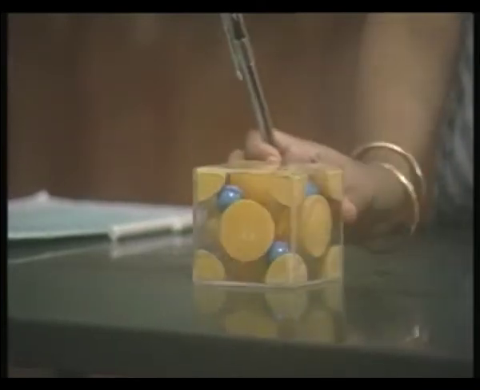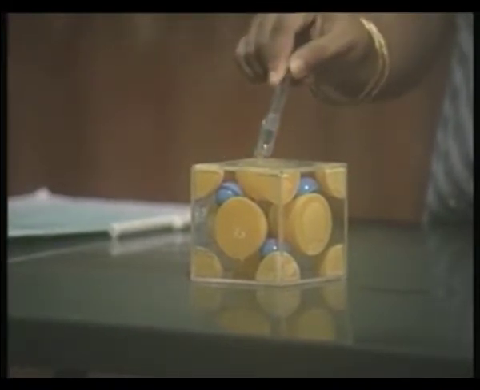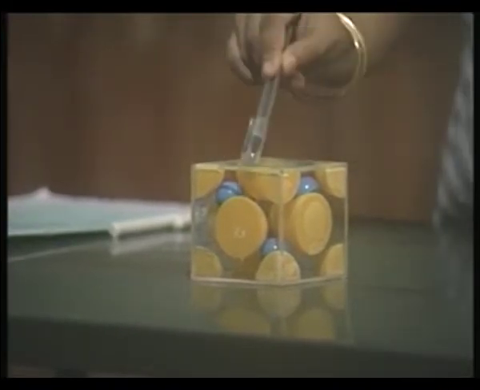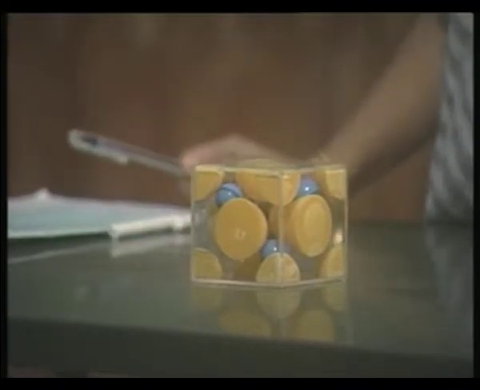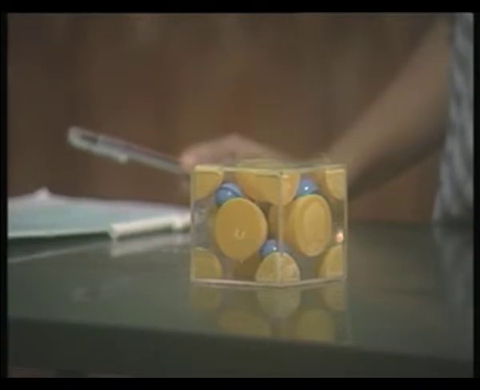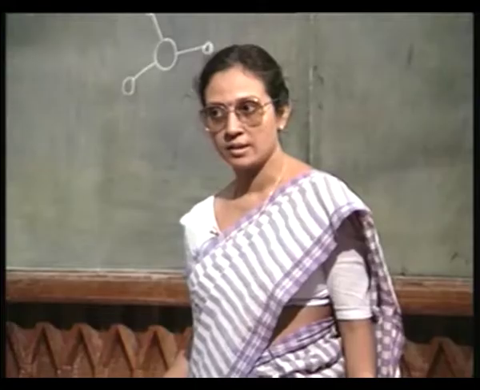Also, if you look along the edge of the crystal, I have so much empty space. Of course, these atoms here will be shared by other lattices as well, but I have a lot of empty space. These are called the interstitial sites.